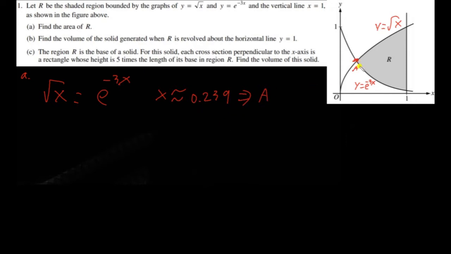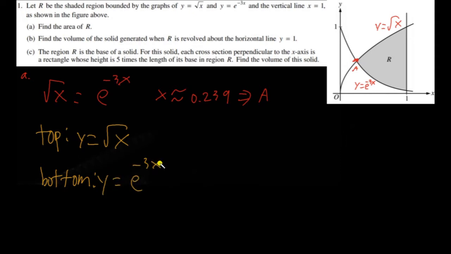Okay, now that we found this intersection point a, first we need to identify the top curve and the bottom curve of this area R. This is the top curve for R, and this is the bottom curve for R. Let's label that. The top is, what is this one again? This is y equals square root of x, right? So the top is y equals square root of x, and the bottom is this one, y equals e to the negative 3x.